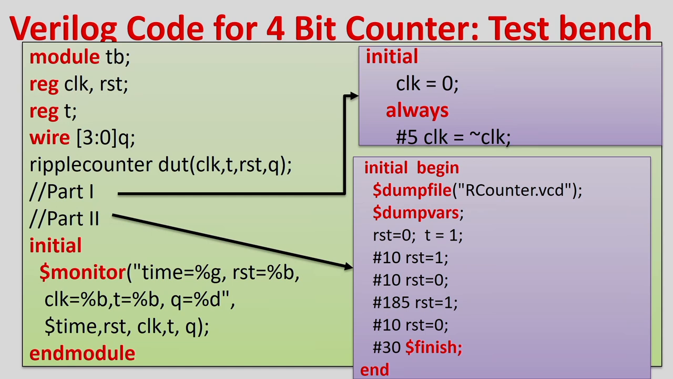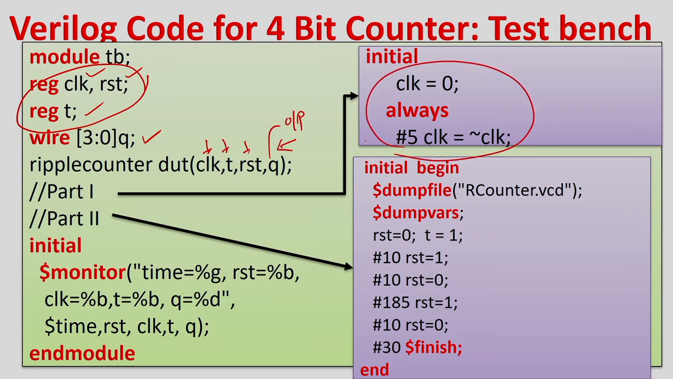And for the 4-bit counter Verilog code, we are also showing the complete test bench here. In this case, we are declaring some wires where we will receive the output, and clock, RST and T we are giving as inputs to our counter. Here we are instantiating the counter. It has clock, T, reset and the output value. So, we are providing T, RST and clock. In part 1, the clock is changing every 5 seconds, and this is part 2.